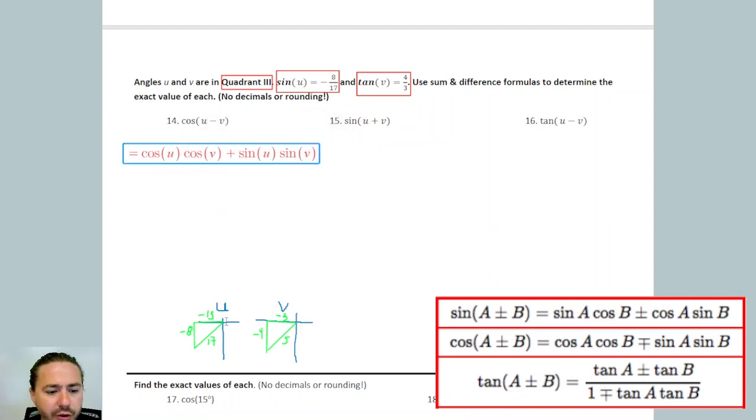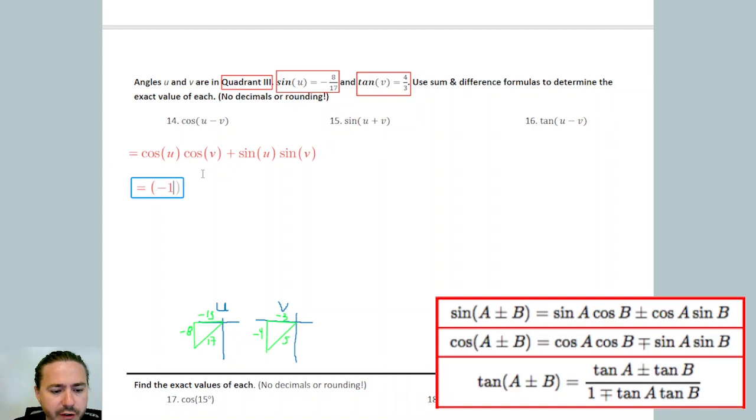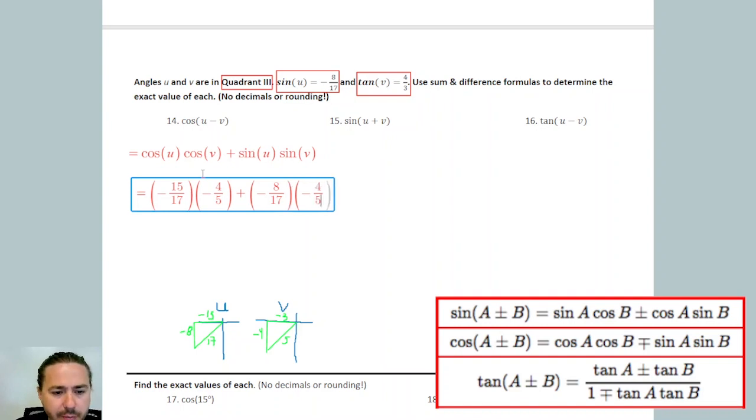So cosine of u is going to be adjacent over hypotenuse. So that'd be negative 15 over 17, times cosine of v, which would be negative adjacent over hypotenuse, 4/5, plus sine of u, which is opposite over hypotenuse, times, for angle v, the opposite over the hypotenuse.